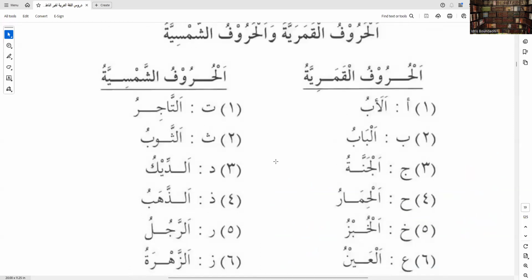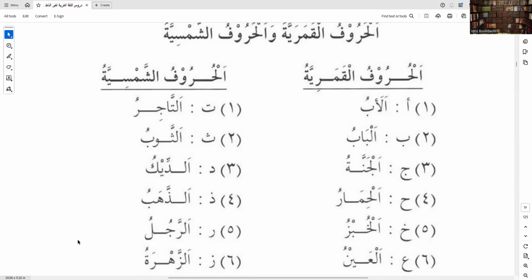As I said, with Shamsiya letters, in the definite article al, the lam is ignored, or silent. You don't have to pronounce it. So the alif is given a vowel, and then you add it to the letter that comes after the lam. In this instance, the letter ta is Shamsiya, so we say at-tajiru. At-tajir is a merchant. Very, very important.